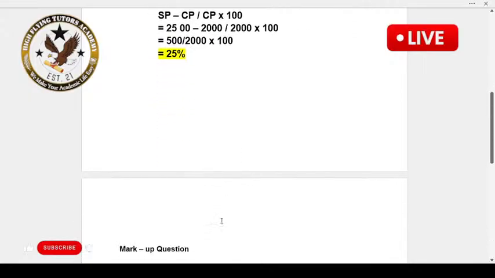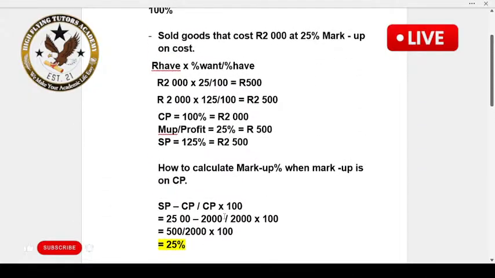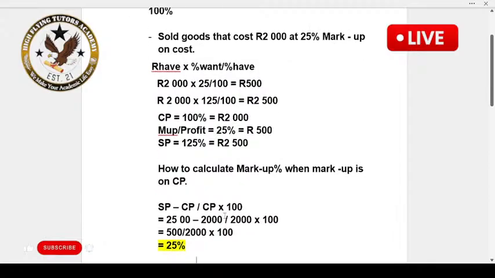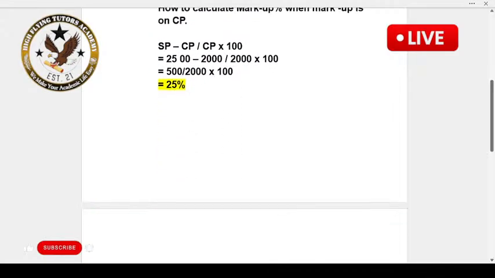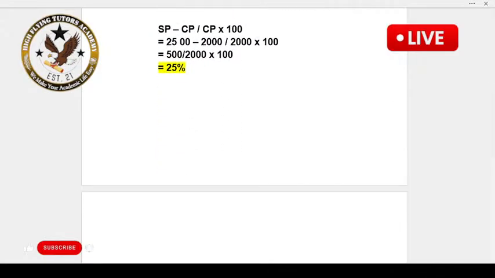So I want us to go to markup on selling price. Markup on selling price, I'm just going to say is number 2, and then we are going to do markup on selling price. Markup on selling price.